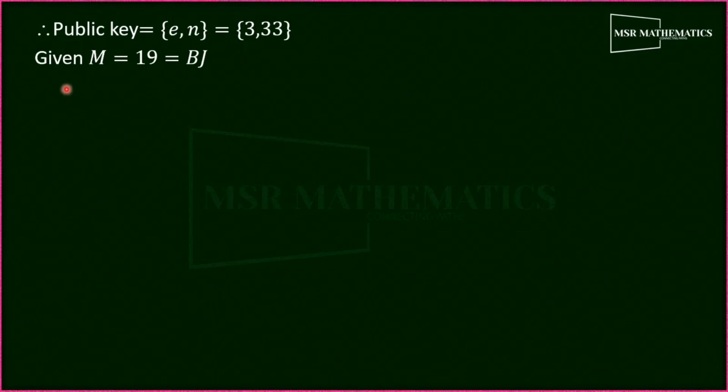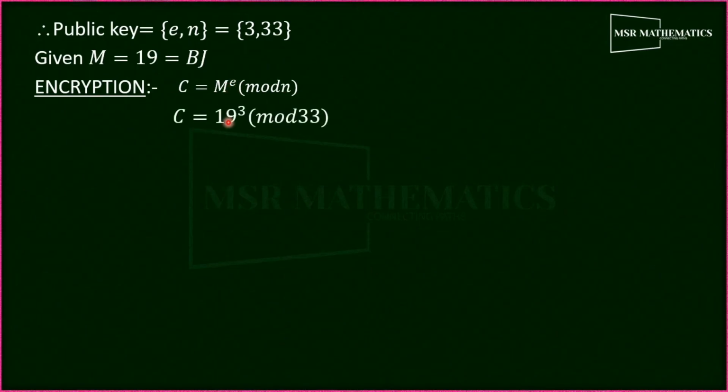Here we have to encrypt the message, which means you have to use the encryption formula here. Here encryption formula is C is equal to capital M power E under modulo n. Substitute M value, E value and n value. We get C is equal to M is 19, power E is 3 under modulo 33. Here we know that 19 cube is 6859. Here we have to obtain a smaller value, so we can obtain a remainder for 6859.